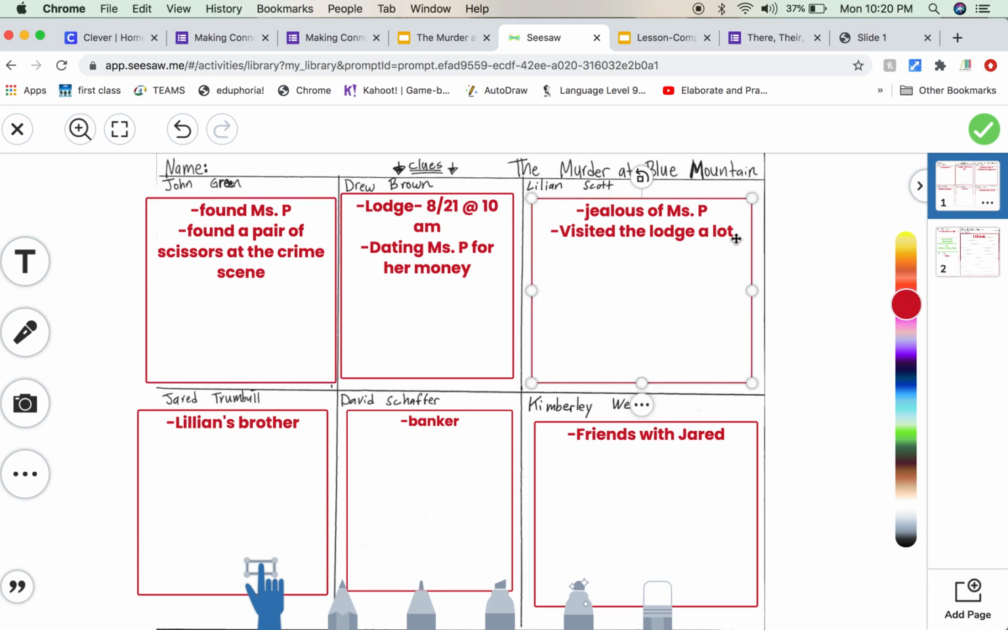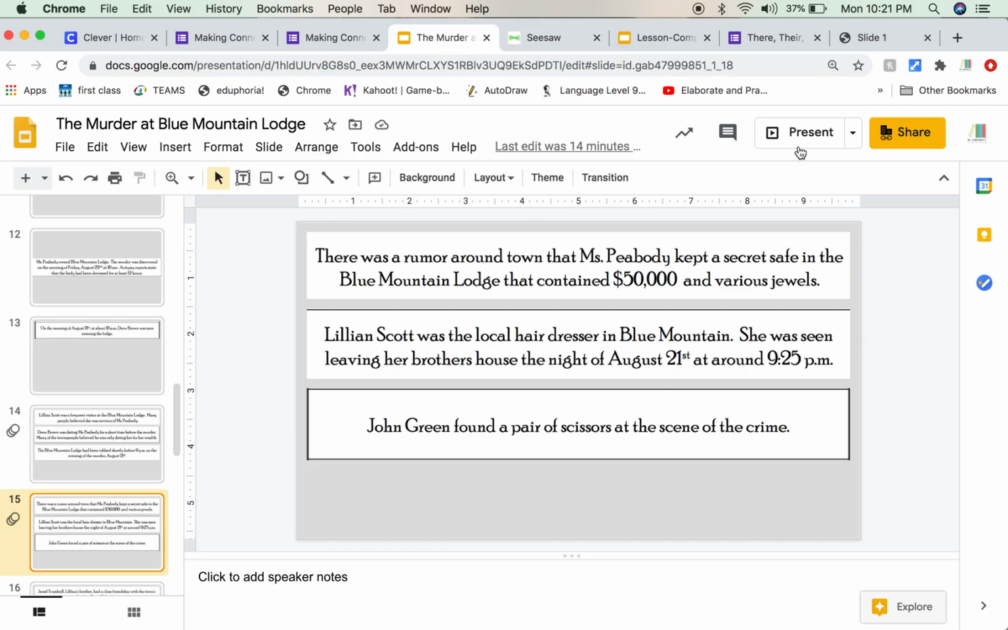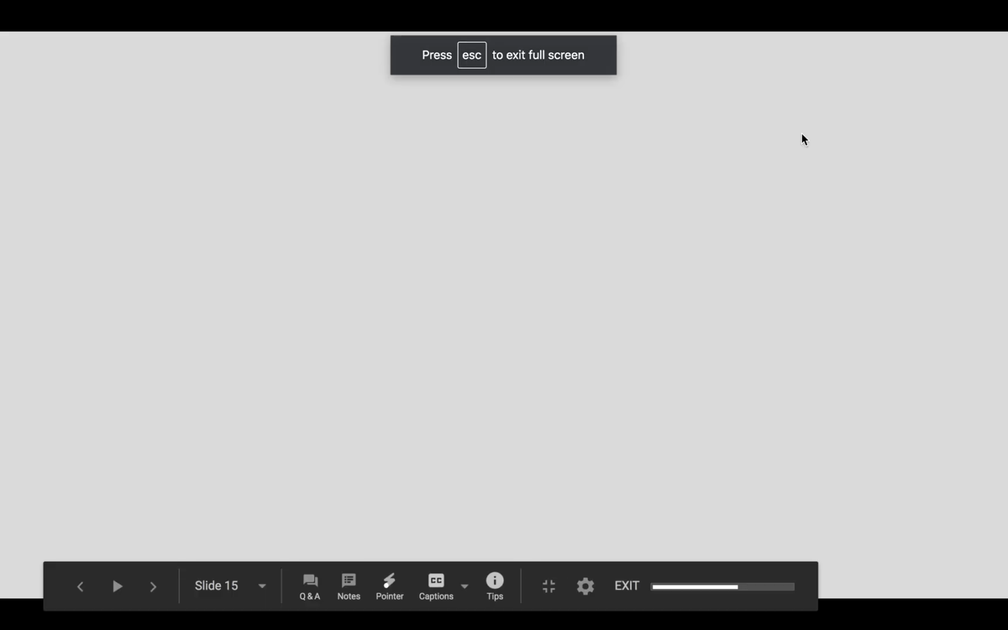Then, for Lillian, let's add local hairdresser, meaning that's probably the connection she had with Miss Peabody. She cut her hair. We're making that prediction because she is the local hairdresser in Blue Mountain, that community. Then we added our clues for John Green. So pause and write when you're ready. Click play and let's keep investigating, detectives.